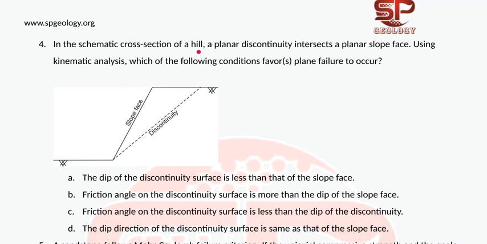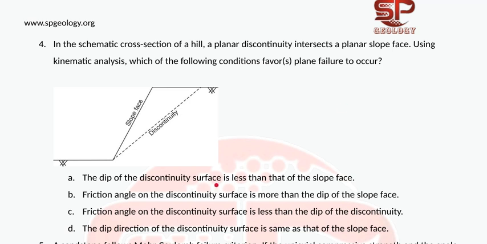The symmetric cross section of a hill and planar discontinuity. This is the hill and this is the discontinuity. They intersect a planar slope. So using kinematic analysis, which of the following conditions favors plane failure to occur?